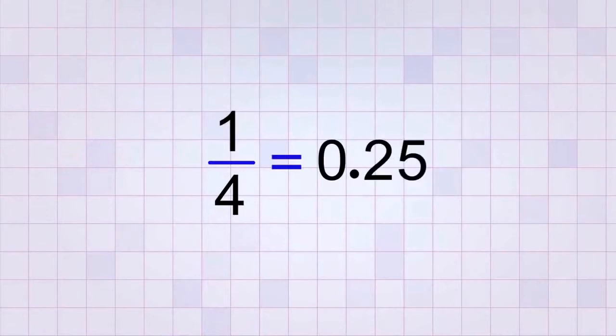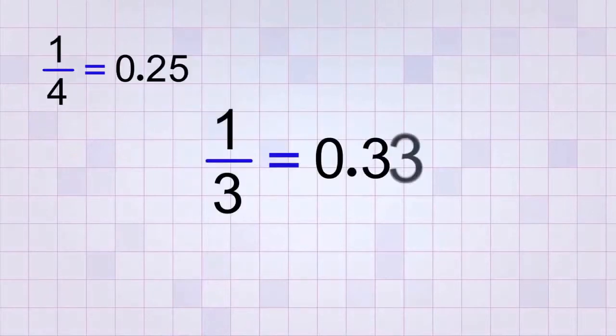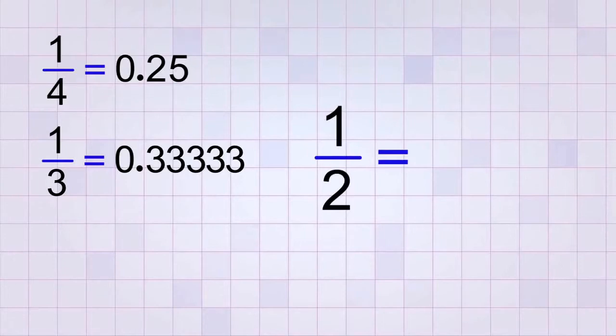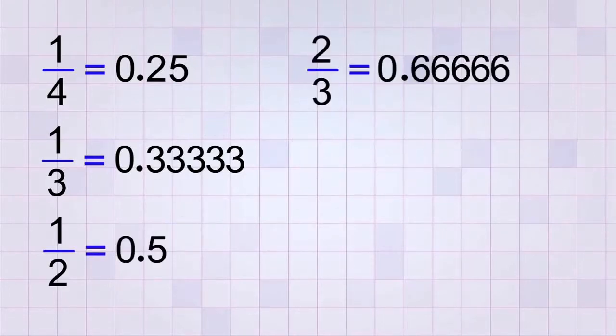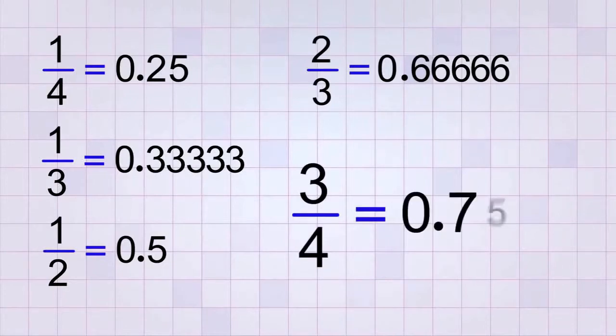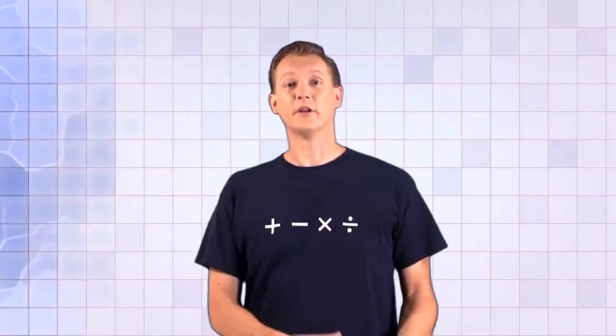The 5 fractions that we've just converted are so common that it's a good idea to memorize their decimal values. Here they are again so you can review them. 1/4 equals 0.25. 1/3 equals 0.33333. 1/2 equals 0.5. 2/3 equals 0.66666. And 3/4 equals 0.75. So that's how you convert any fraction into a decimal. You just divide. And we already learned how to go the other way, to convert a decimal into a fraction, in the last section. So be sure to review it if you need to.